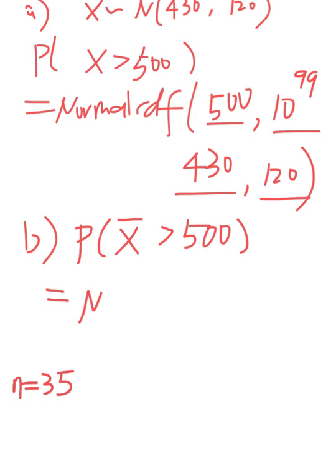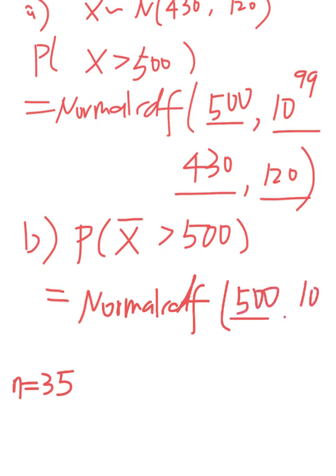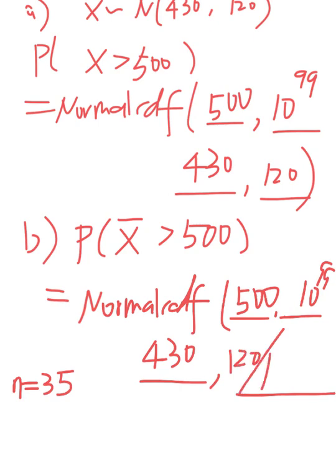Sample size equals 35. Because our population distribution is normal, whether the sample size is bigger than 30 or less than 30, we can always solve the problem, right? And for this one, we can use a normal CDF. The minimum is 500, maximum 10 to the 99. The mean is equal to 430. The standard deviation is equal to the population standard deviation over the square root of the sample size. So input this into the calculator, and you will find the probability is a very, very small number, roughly 0.